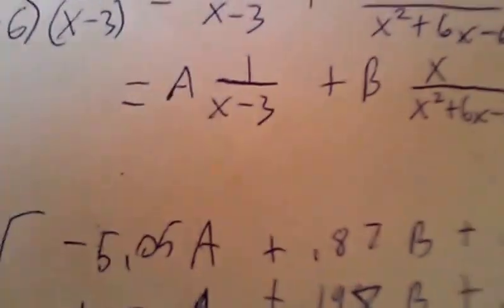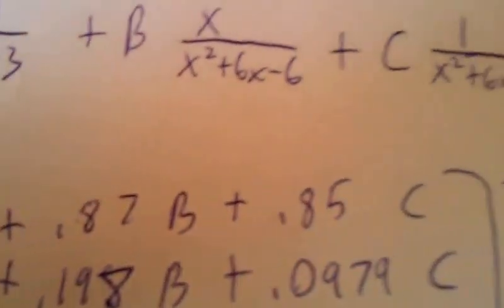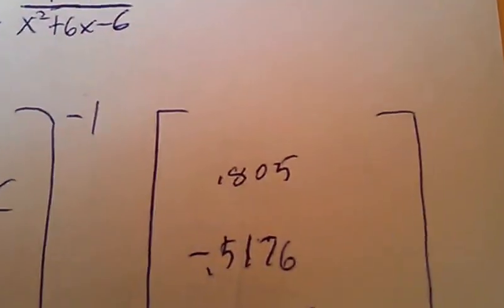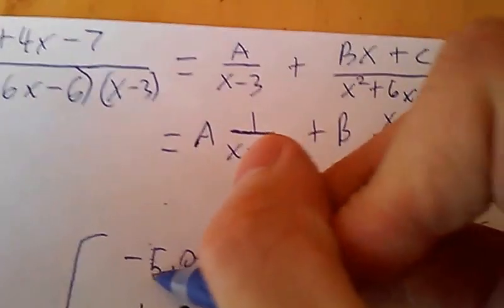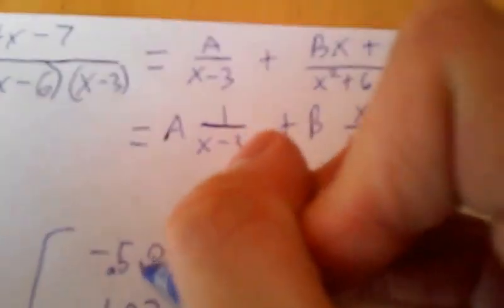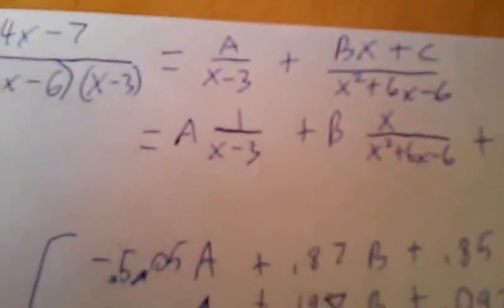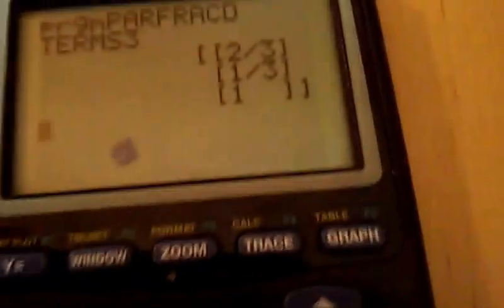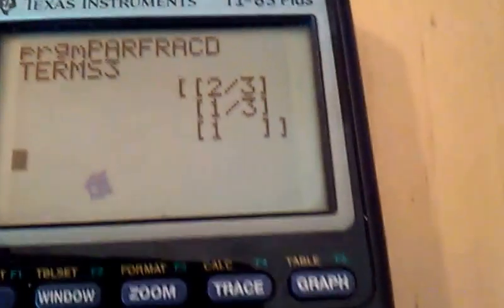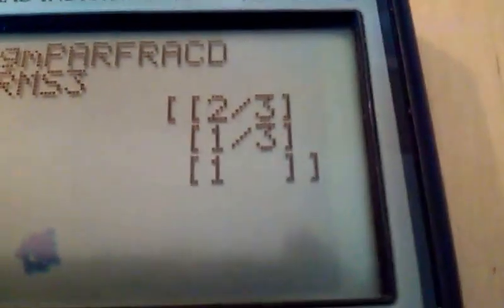So what this is saying is negative 5.05A plus 0.87B plus 0.85C equals 0.805. To move this decimal point over, so negative 0.505A equals 0.805. So if you multiply this matrix by this matrix, you get the matrix I showed you, which is 2/3, 1/3, 1. You can all check that. You're all smart. You go to tech.